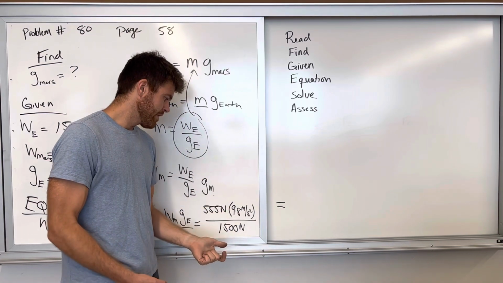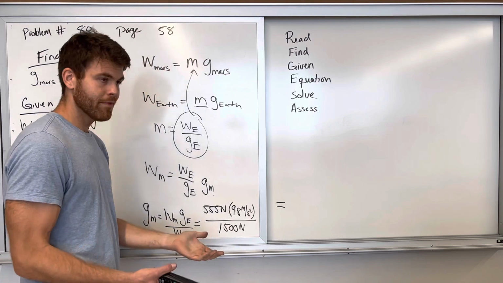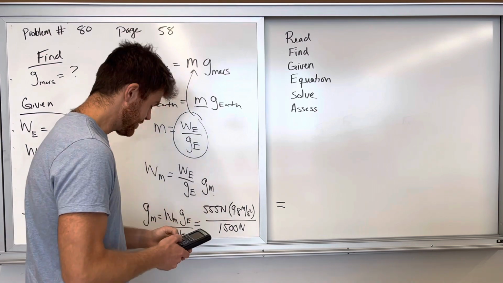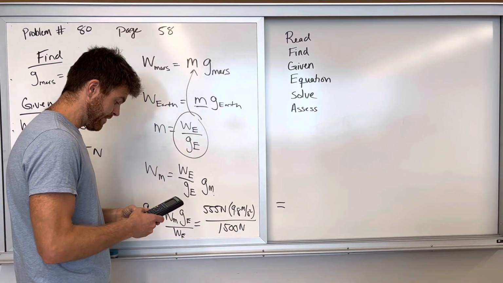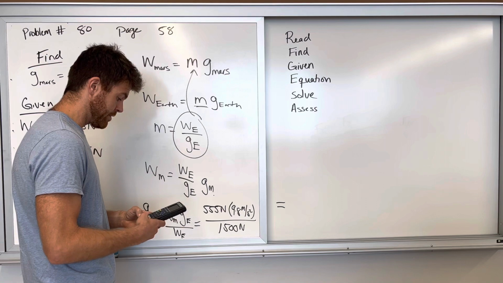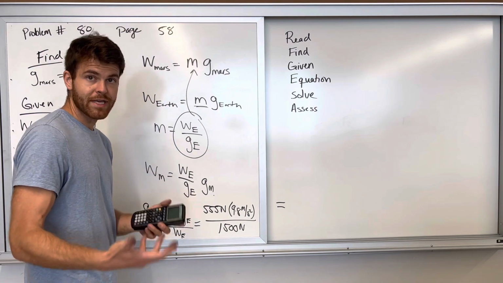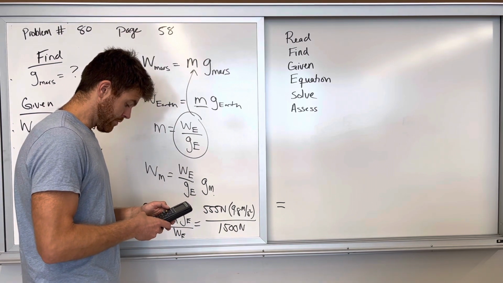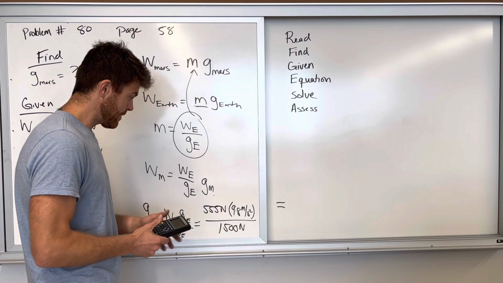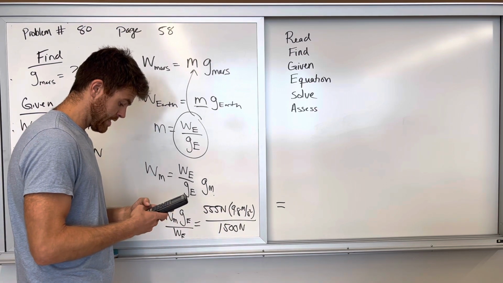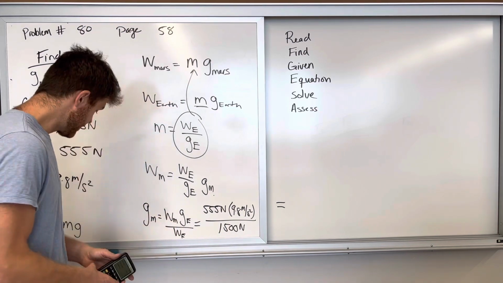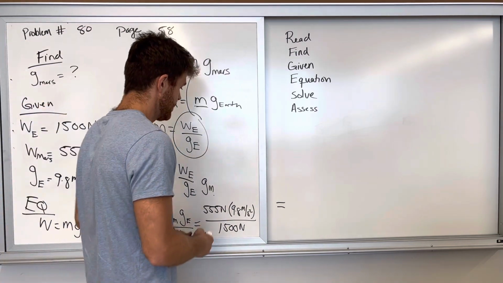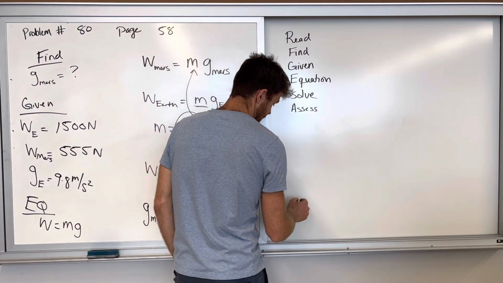You know, this is just approximating. So a third of 10 is 3.33 something. So it should be around 3 and change. So 555 divided by 1,500 gives me 0.37. So it's close to a third. A third is 0.33333 repeating. So take that times the acceleration due to gravity, 9.8. I get 3.626. I round that to 3.63.